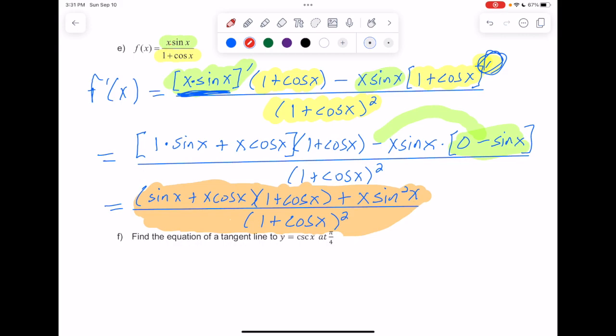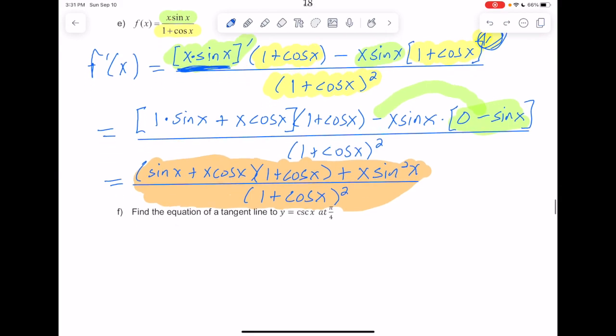Before we move on, I will just point out there is a simplification that is tempting that doesn't work. People often would want to cancel this 1 plus cosine x with one of the 1 plus cosine x's down in the bottom. You can't do that because of this addition right here, means that the 1 plus cosine x in the numerator is not a factor of the entire numerator and therefore can't be canceled. So that's always tempting because you have that copy of the denominator left alone in the first part of the quotient rule and then the denominator squared, but because of the plus sign, you can't do the cancellation there.